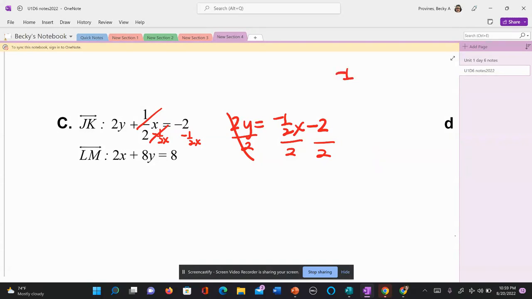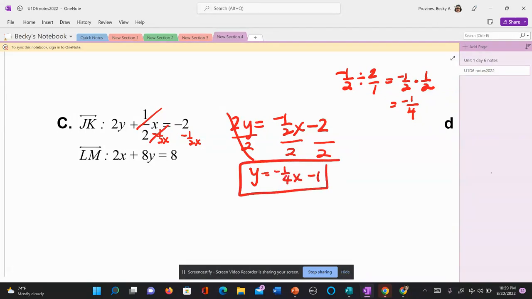So I'm just going to do it by hand, negative 1/2 divided by 2. Remember, you can't divide fractions. You have to flip the second fraction and multiply. So what this actually turns into is this. And so when I multiply across the top, I get a negative 1, and across the bottom, I get 4. So this is a negative 1/4 x minus 1.